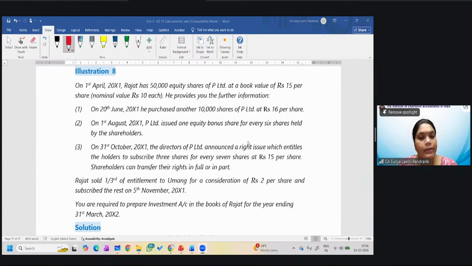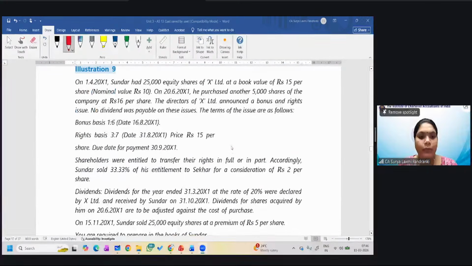Eighth question I'll discuss later. Let us first do the ninth one. Okay, look at this question, the ninth one. So read what is given in the question.